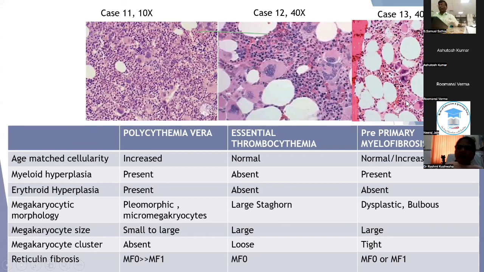And whenever we are suspecting any of these MPNs, we have to do a reticulin stain. Reticulin stain is a must in ET and in polycythemia, where we almost don't see any increase in reticulin fibrosis, whereas it can be grade 0 to 1 in cases of pre-primary myelofibrosis. So with the help of the bone marrow aspirate accompanied with the trephine section, based on the morphology, most of the time we are able to zero in on a particular case, like we are able to make out whether it's polycythemia, ET or pre-primary myelofibrosis from the morphology.